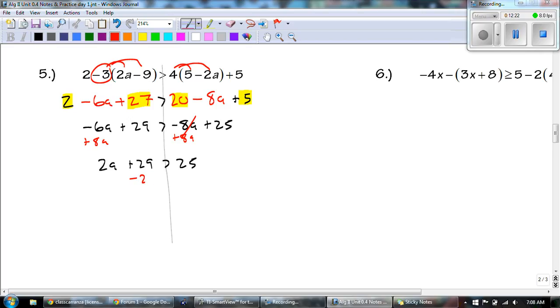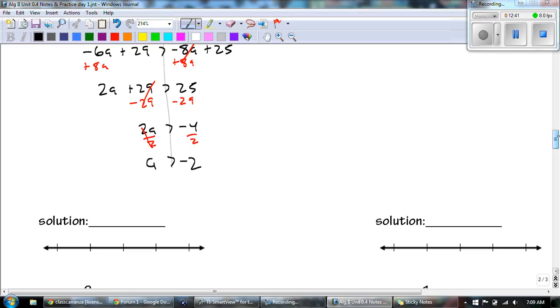Okay? So I can subtract 29 from both sides. We got 2a is greater than negative 4. And when I divide by 2, we're going to get a is greater than negative 2. And that's our solution. So a is greater than negative 2. Negative 2, negative 1, 0, negative 3, negative 4. We are open, and we shade to the right.